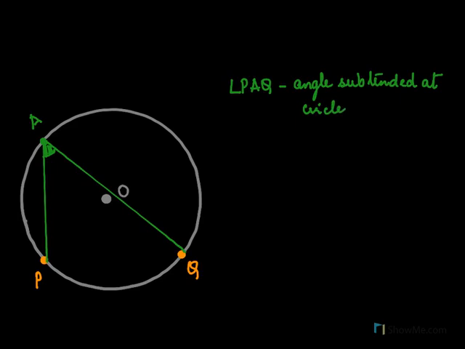Now the same arc subtends an angle at the center, and to draw the angle at the center, we join P and Q to the center. This is the angle at the center. So angle POQ is angle subtended at the center.